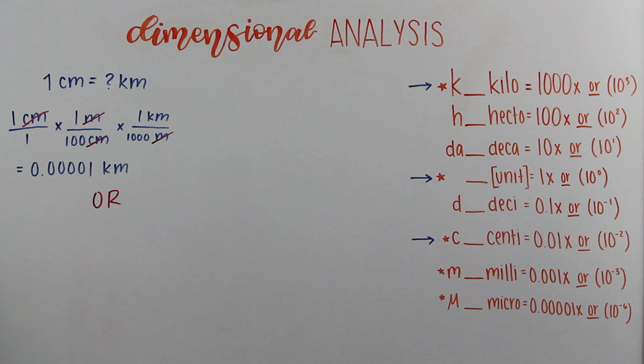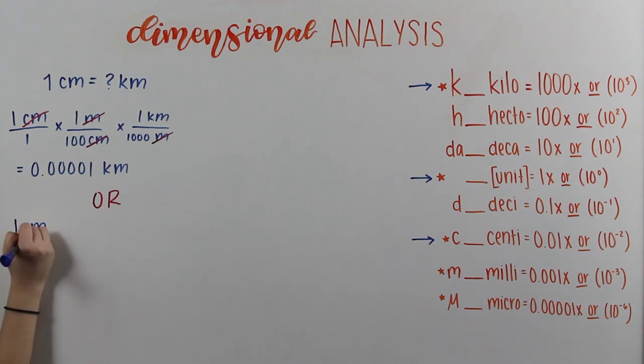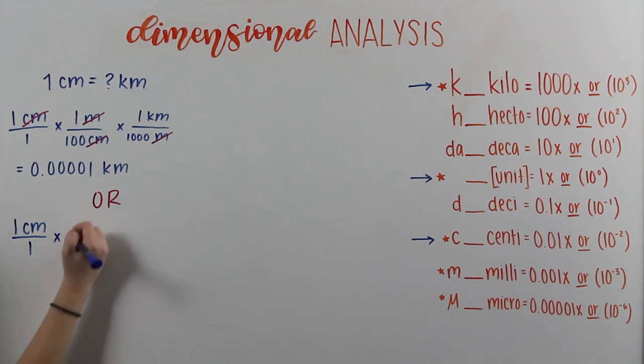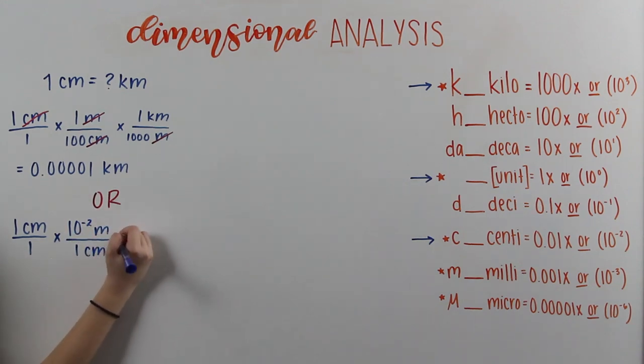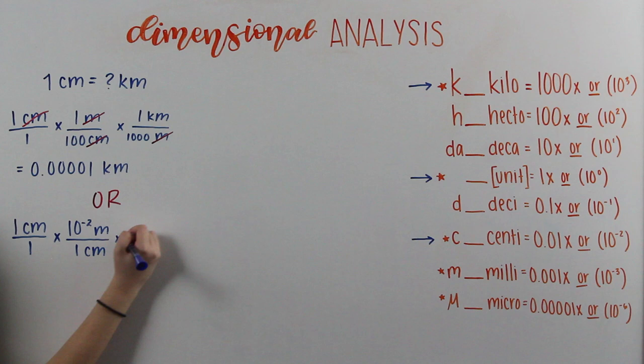What we have right now is centimeter, which has the prefix centi. Referring to the table on the right, we know that 1 centi is 10 to the negative 2 times the base unit. Therefore, 1 centimeter is 10 to the negative 2 meters. Adhering to our cross-canceling rules, we put 1 centimeter at the bottom and 10 to the negative 2 meters at the top. Now that we have our base unit, meter, we need a conversion factor to convert meter to kilometer.